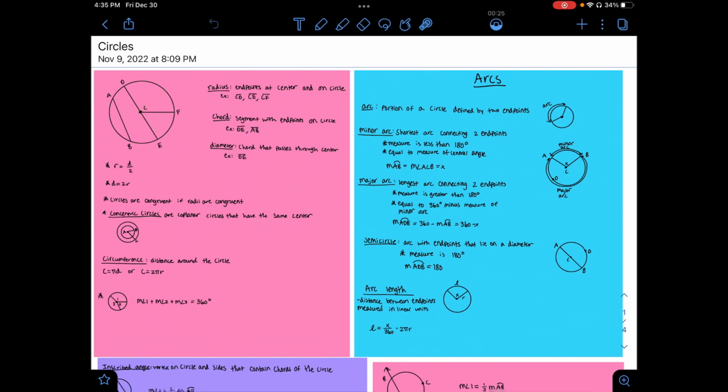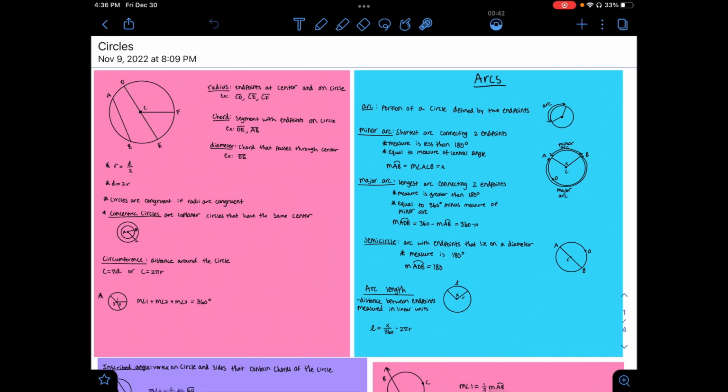A chord is a segment with endpoints on the circle. So DE right here, that's a chord. AB is a chord, so it doesn't have to go through the center. The diameter is the chord that passes through the center. So DE is a chord, but also is the diameter.